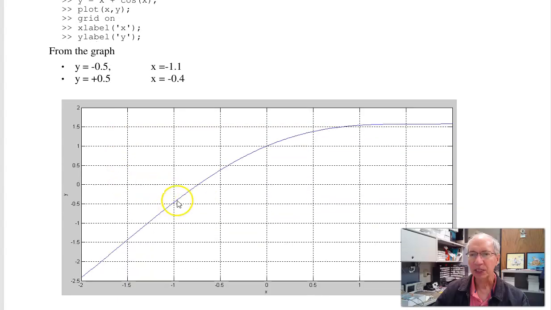Then here's what the graph looks like. I can now read off the graph. When y is plus 0.5, here's x. When y is minus 0.5, there's x. So that's one way to do it: graphical solutions. There are two answers, well, one for each.